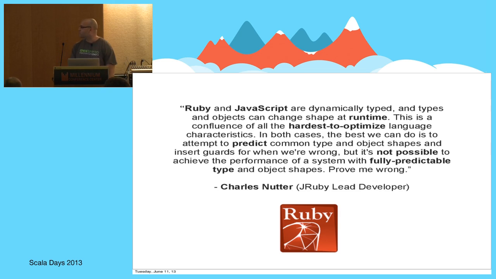So I want to start out with a quote. It's sort of a long quote, but this is by Charles Nutter, who is the JRuby lead developer. So let's just read it. He says, Ruby and JavaScript are dynamically typed, and types and objects can change shape at runtime. This is a confluence of all the hardest to optimize language characteristics. In both cases, the best we can do is to attempt to predict common type and object shapes and insert guards for when we're wrong. But it's not possible to achieve the performance of a system with fully predictable type and object shapes. Prove me wrong.